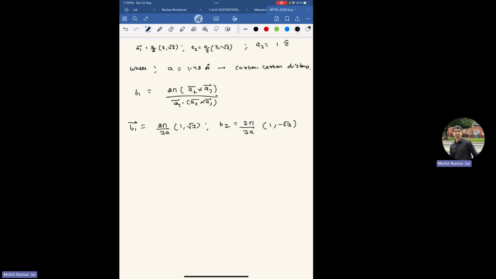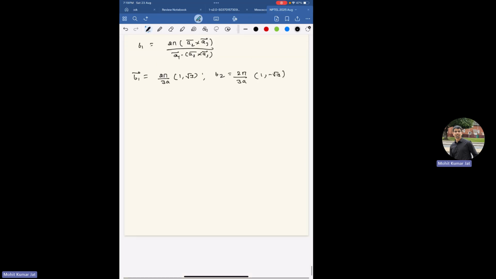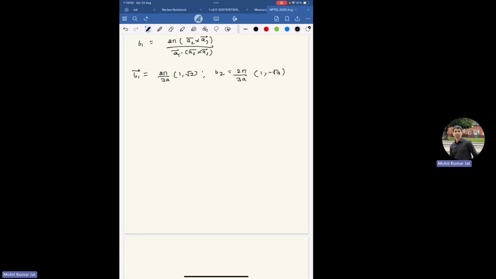If you draw these two vectors, b1 and b2, you can see that in the x position they are at the same point, but in y they are just opposite to each other. If I ask you to draw this, it will be somewhere like this, and this is your kx, this is your ky. So these are the kx and ky components. Your b1 will be somewhere here and your b2 will be somewhere here.